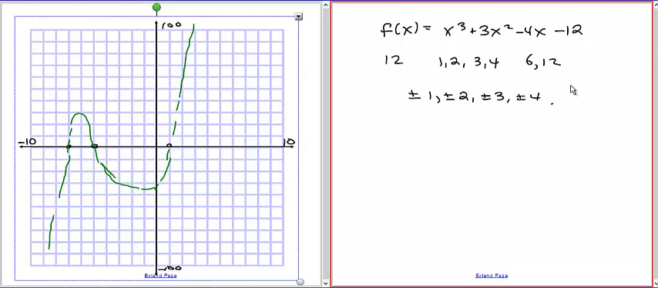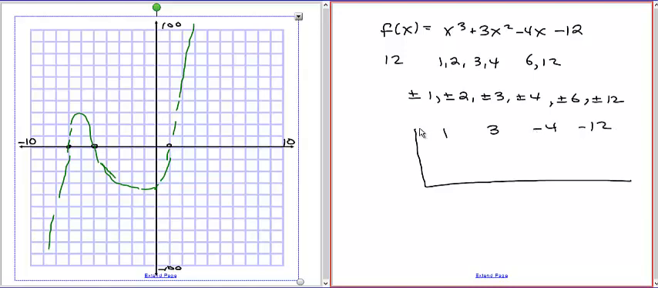So we got quite a few possible rational zeros. Now, if it was 12, then the other remaining factor has to be 1. So again, it probably makes sense to start at x equals 1 and see what we get. So let's pick x equals 1.